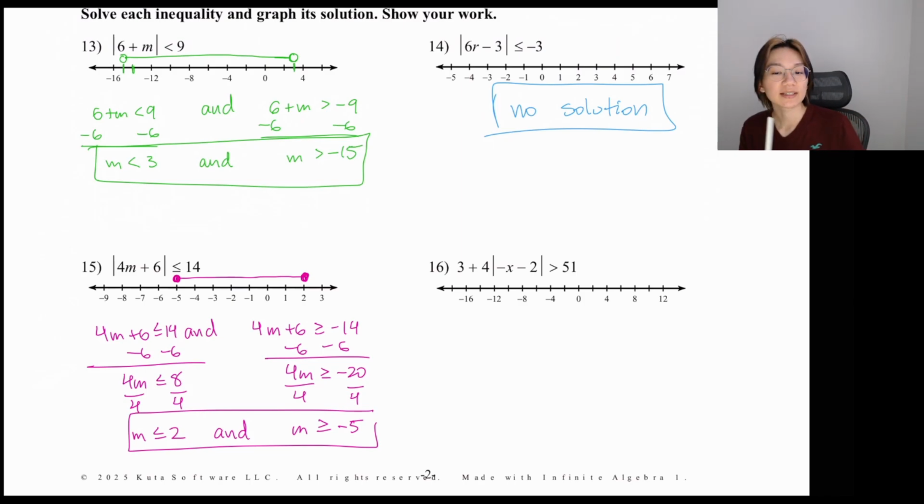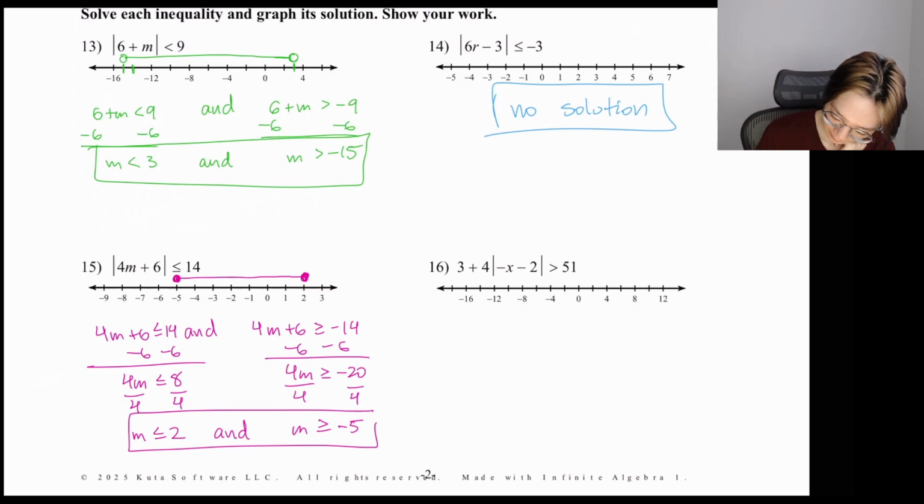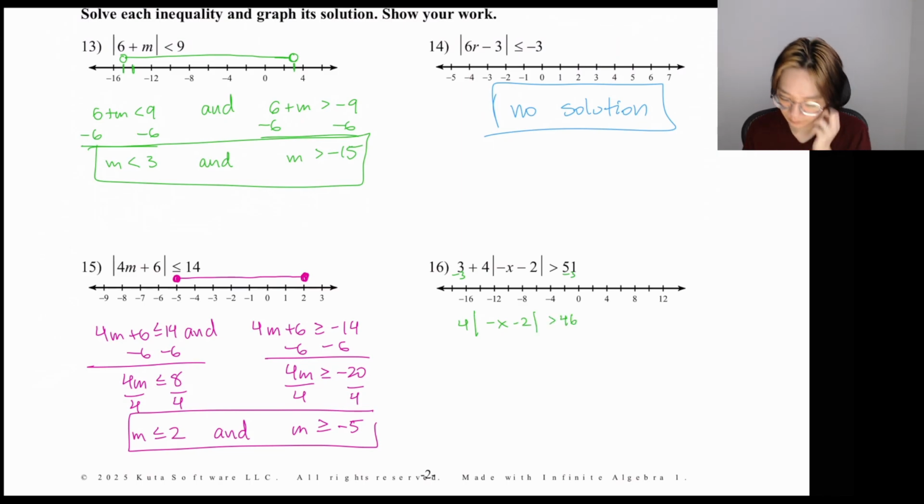Now this last one is the and or. We can't figure that out yet because we need to isolate the absolute value. So let's do that first. I'm going to be subtracting 3 from both sides. So we have 4 absolute value of negative x minus 2 is greater than 46.